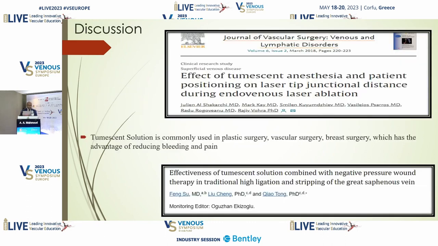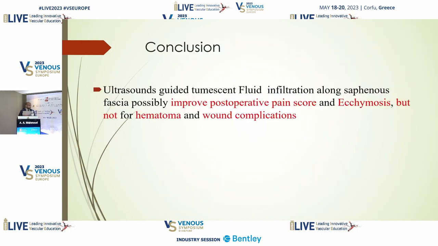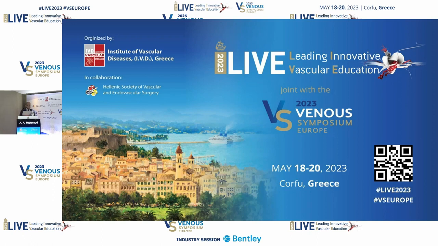Discussion: tumescent solution is commonly used in plastic, vascular, and breast surgery, which has the advantage of reducing bleeding and pain. In conclusion, ultrasound-guided tumescent fluid infiltration along the course of the saphenous fascia possibly improves post-operative pain score and ecchymosis, but not hematoma and wound complication. Thank you.